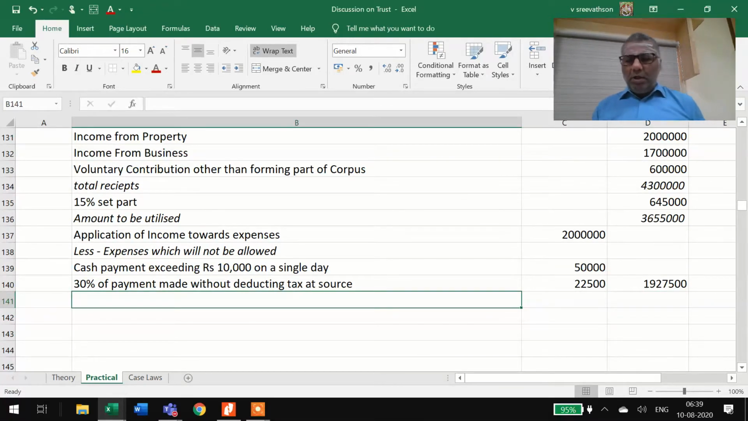Is repayment of loan an application, friends? Yes, sir.